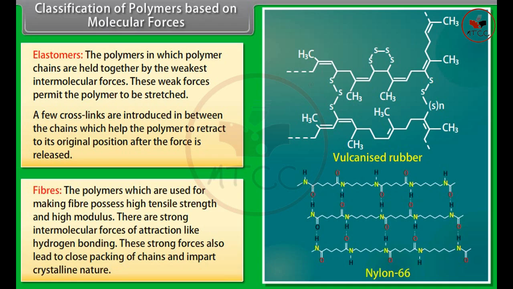Fibers. The polymers used for making fibers possess high tensile strength and high modulus. There are strong intermolecular forces of attraction like hydrogen bonding. These strong forces also lead to close packing of chains and impart a crystalline nature. For example, nylon 66.